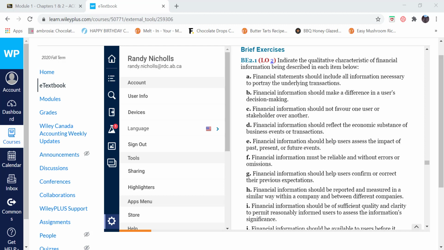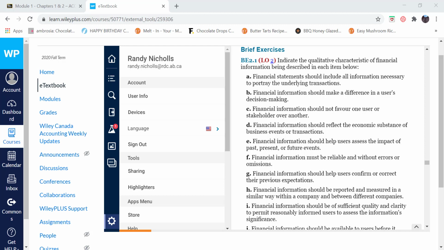So this is: indicate the qualitative characteristic of financial information being described in each item below in exercise BE 2.1. So qualitative characteristics, if we were doing this in a class environment, I'd have them listed on the board, so you don't have to remember the word, you just have to pick out the right word. So obviously if you wanted to open your text to a page that has them all, that may help you.